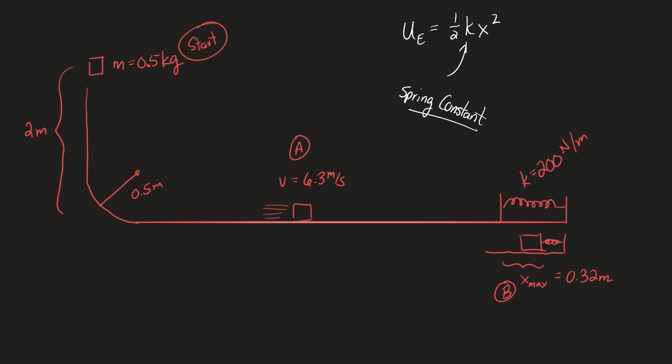So the bigger the spring constant, the harder it is to stretch out that spring. So think, a thick rubber band versus a thin rubber band. A thick one would have a higher spring constant. It takes more force to distort it. X is just how much you stretch or compress the spring, the distance.